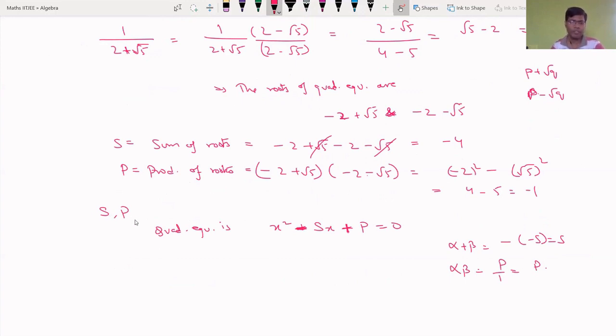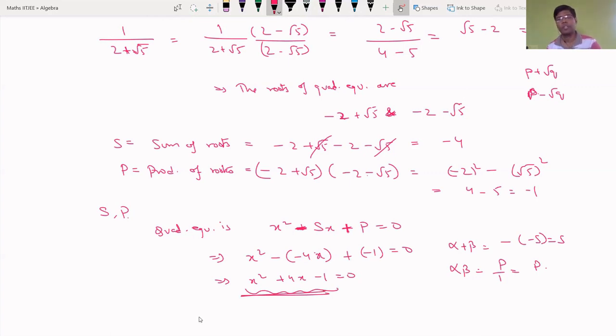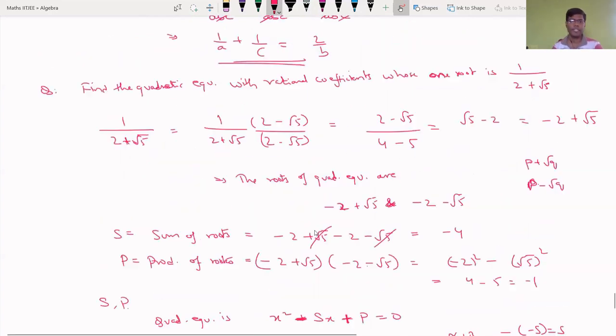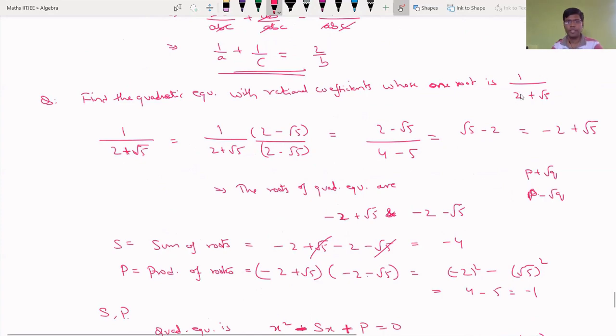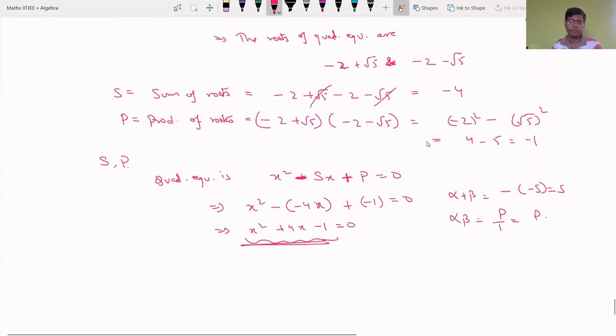So if s is the sum of the roots and p is the product of the roots, then the quadratic equation will be x square minus sx plus p is equal to 0. So if I put the values of s and p, I will get x square minus of minus 4x plus of minus 1 is equal to 0, which implies x square plus 4x minus 1 equal to 0. So this is my required quadratic equation, which has one of the roots as 1 by 2 plus root 5.